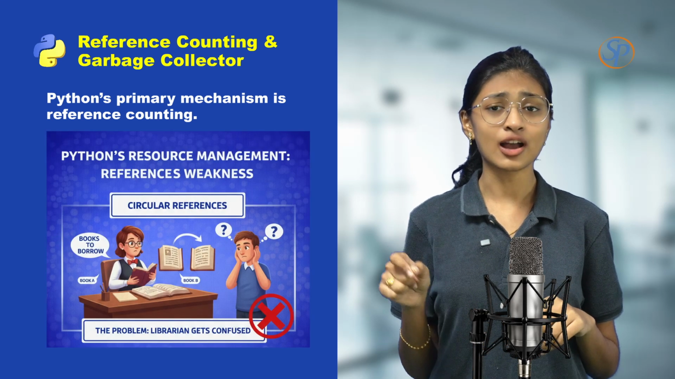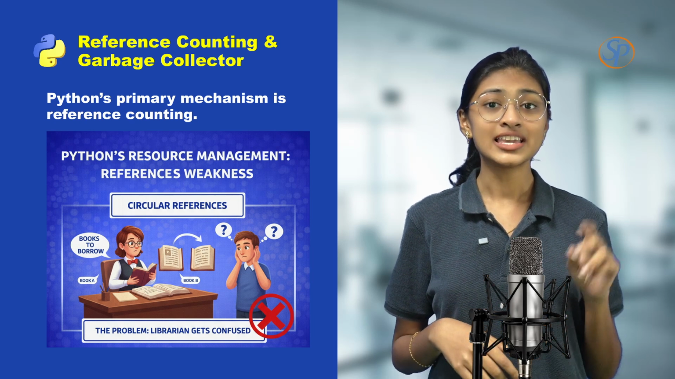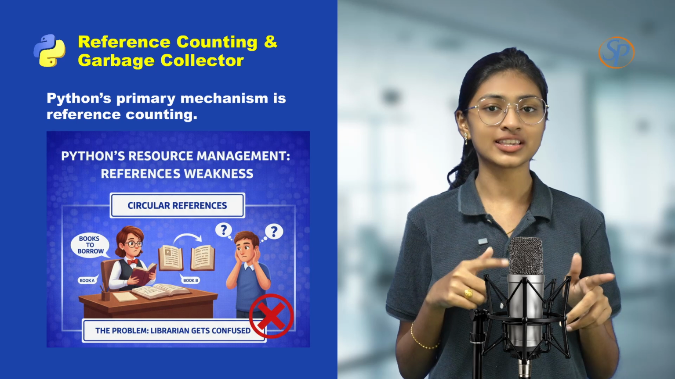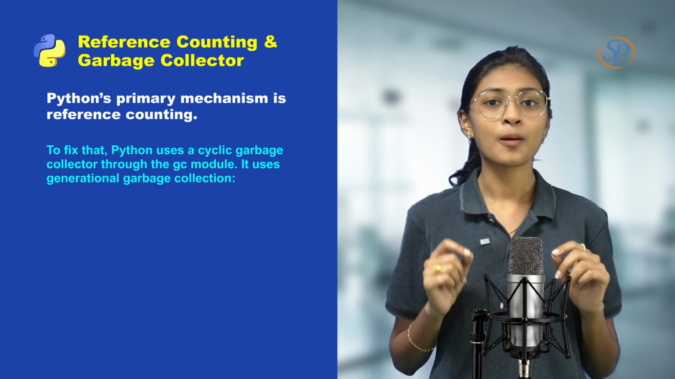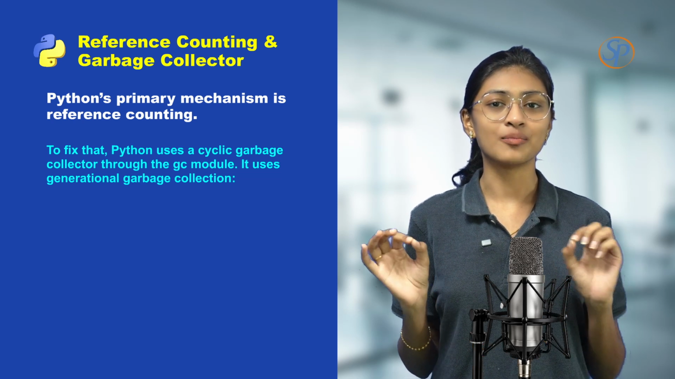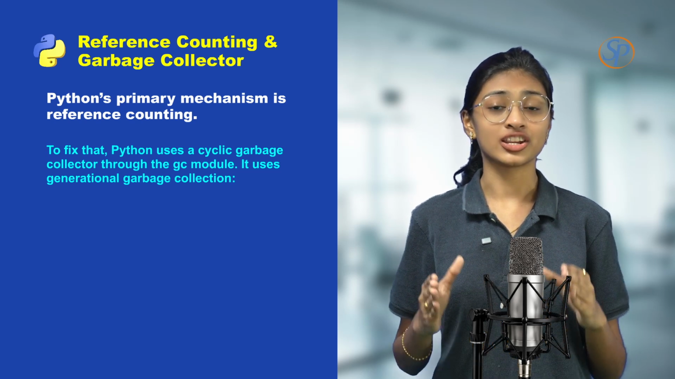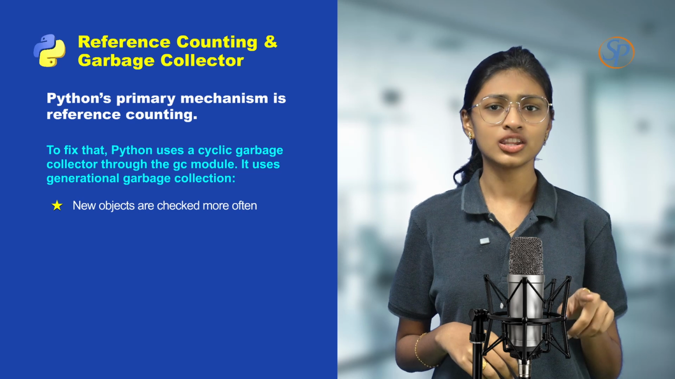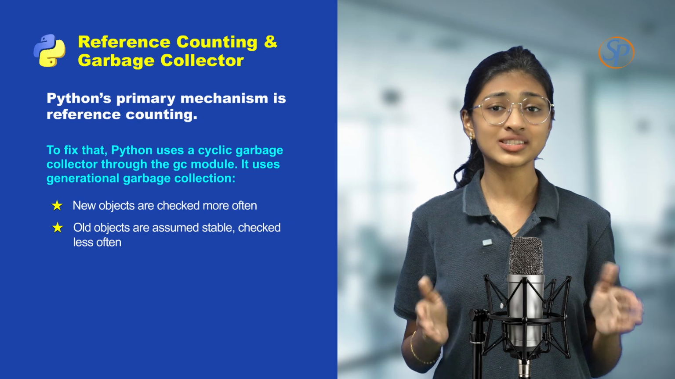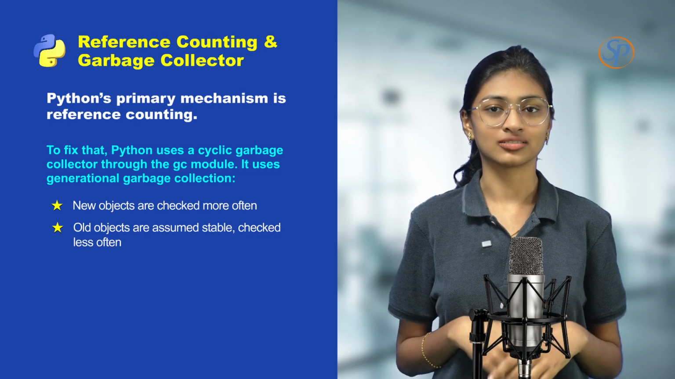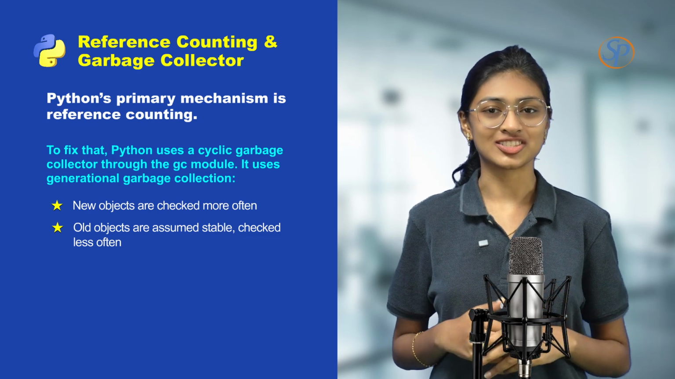But reference counting has a weakness: circular references. Imagine 2 books referencing each other. The librarian gets confused. To fix that, Python uses a cyclic garbage collector through the GC module. It uses generational garbage collection. New objects are checked more often. Old objects are assumed stable and checked less often. This hybrid system prevents memory leaks in large applications.